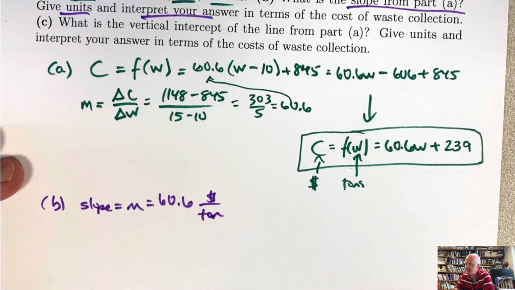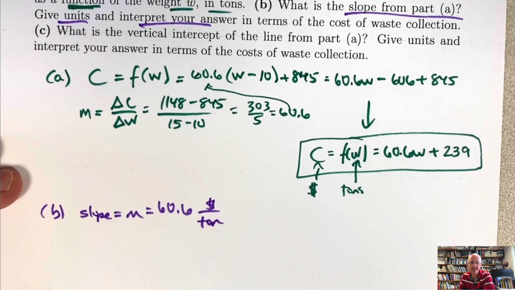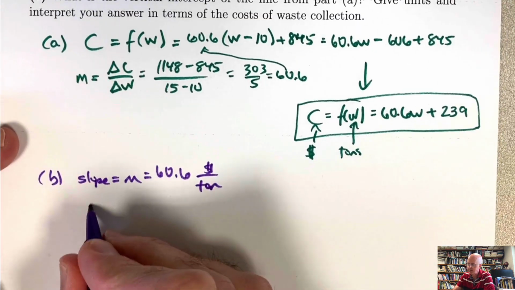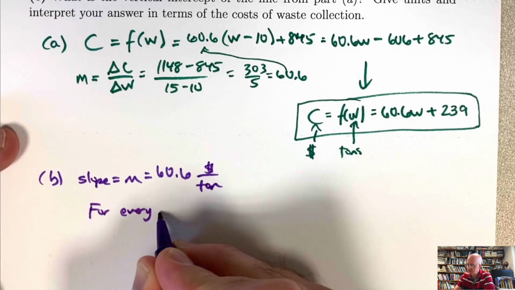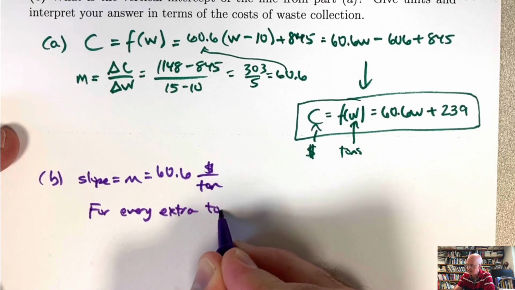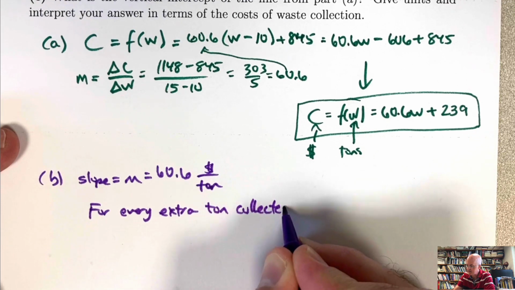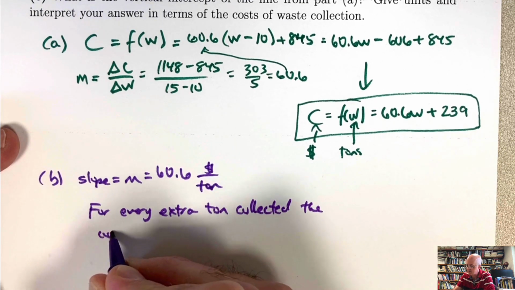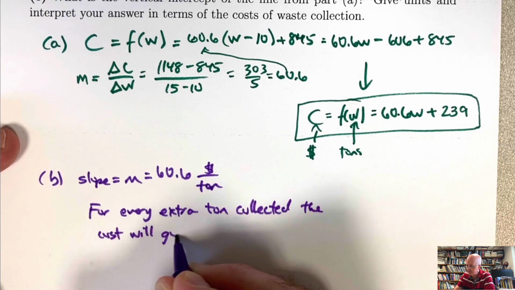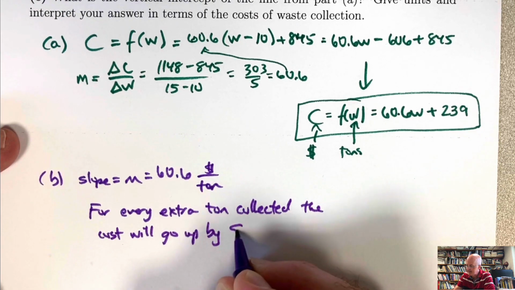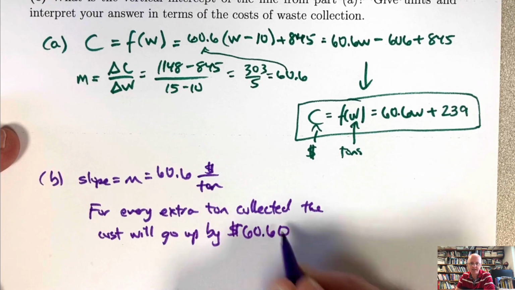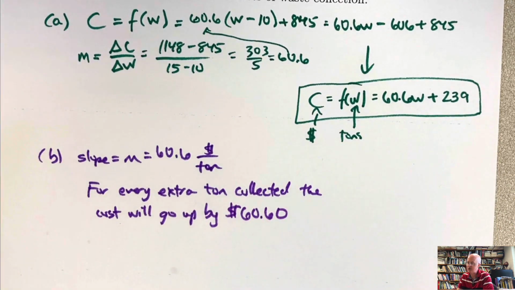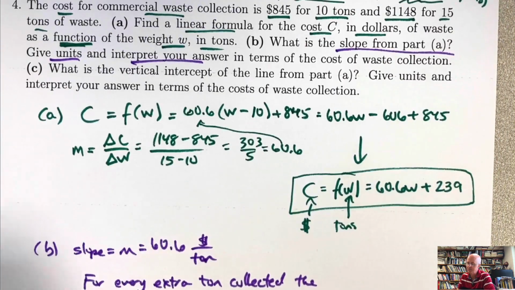That's its units. What does this mean? It means for every extra ton that gets collected, it's going to cost 60.6 more dollars. For every extra ton collected, the cost will go up by $60.60. Okay? There's the interpretation right there in terms of waste collection. That's important to know.